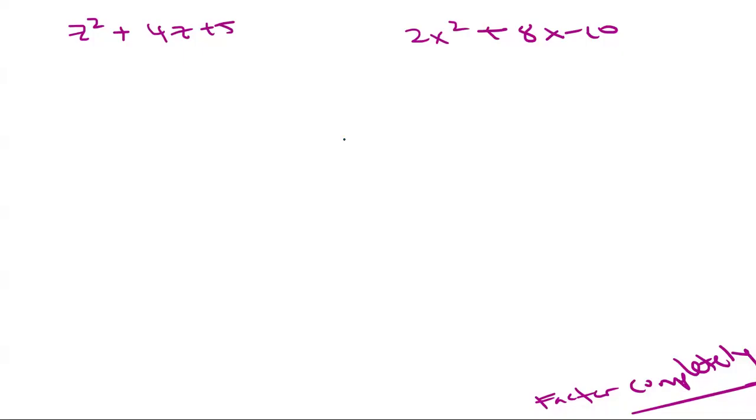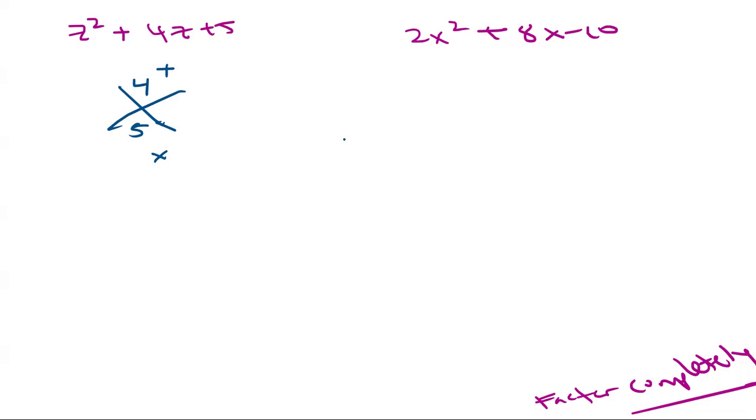So here again, we have z squared plus 4z plus 5. We need to factor this. And again, if we do the cross method, 4 here and 5 here, that means we need to find two factors that, when we add them, give us 4, and when we multiply them, give us 5.